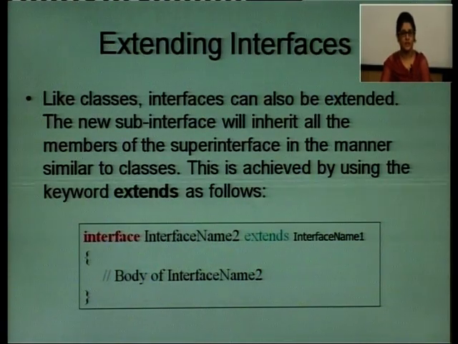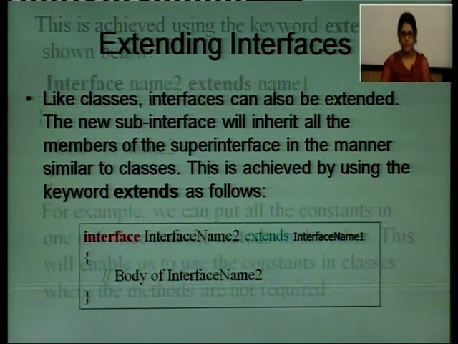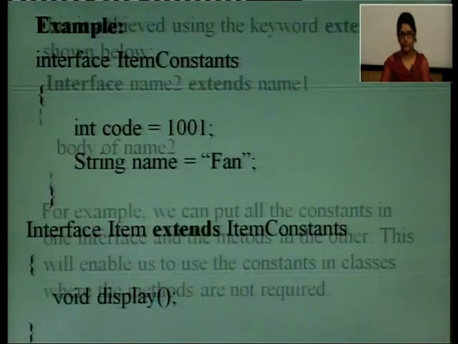How do we extend the interfaces? Like classes, this is achieved by using the keyword extends, which is given below. I have written the keyword interface, then interface name 2 extends interface name 1. That specifies that interface name 2 is the new interface which is extending the old interface, interface name 1. And within the curly braces you can specify the statements that you want to include in the body of interface name 2.